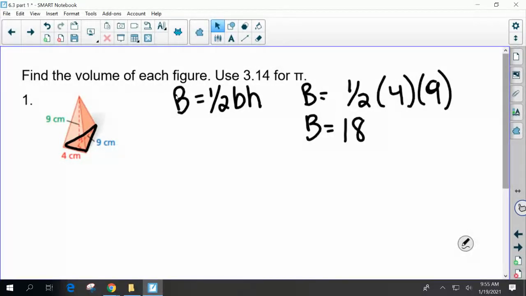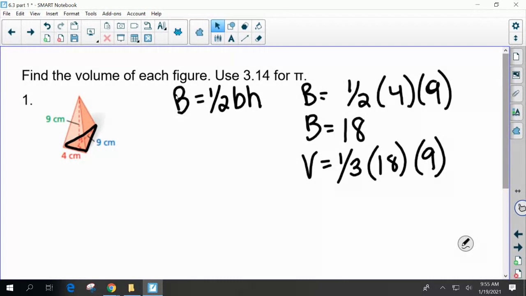And then for the volume, we need to take 1/3. Every time it's going to be 1/3. That's part of the formula. 1/3 times capital B, which is 18, times the height, which is the only number I haven't used, which is 9. So 1/3 times 18 times 9.